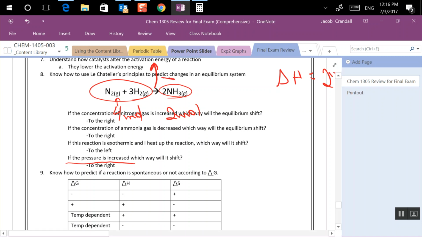So if I increase the pressure, is it going to shift towards 4 moles or towards 2 moles? It's going to shift towards 2 because it wants to bring the pressure back down. So it's going to shift to the side with the least number of moles. If I decrease the pressure, it's going to shift which way? To the side with the more number of moles. So in this case would be 4 moles, or to the right, or left, excuse me.